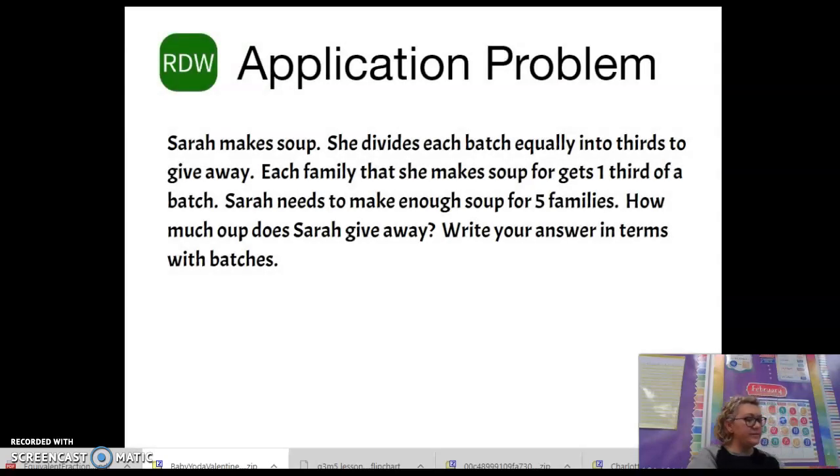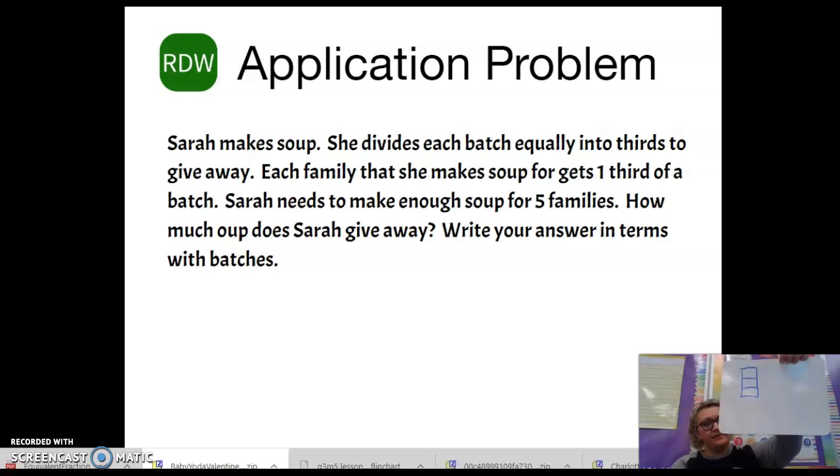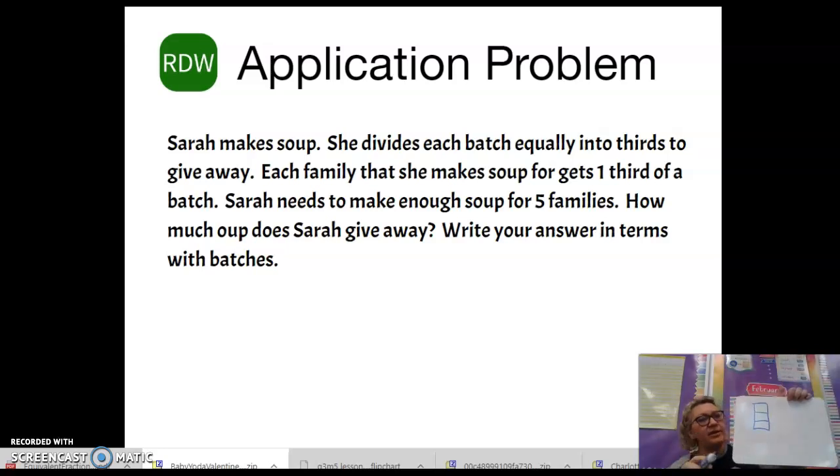All right, Sarah makes some soup. So you need your dry erase board. If you don't have it yet, go get it. Pause me, go get it. Sarah makes some soup. She divides each batch equally into thirds. So she's making at least 3 batches. So I'm going to draw some boxes here. Each box will have thirds in it. Each family that she makes soup for gets 1/3 of a batch.